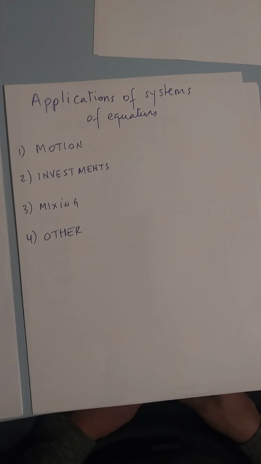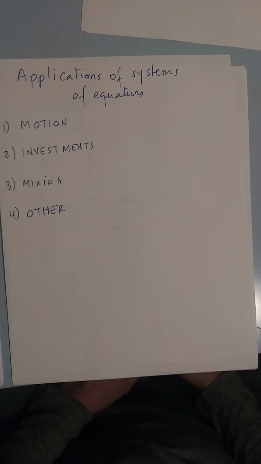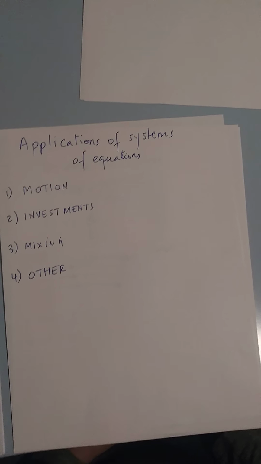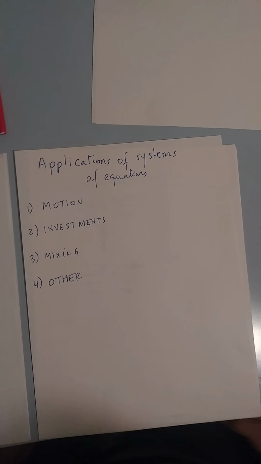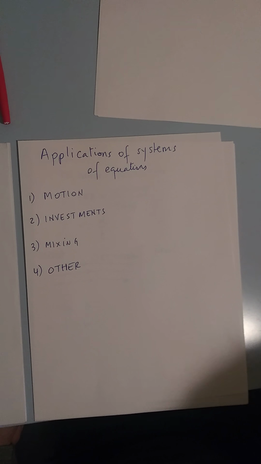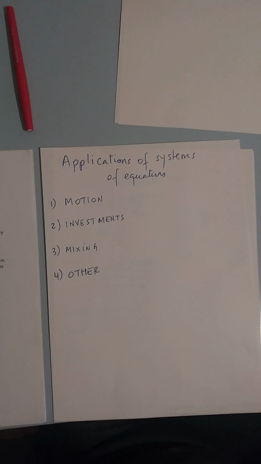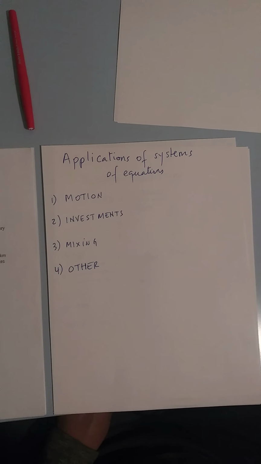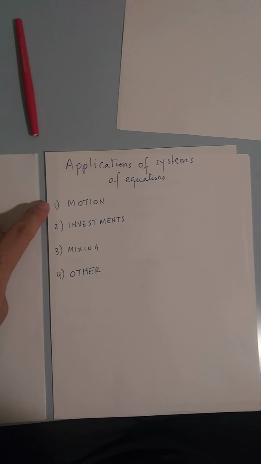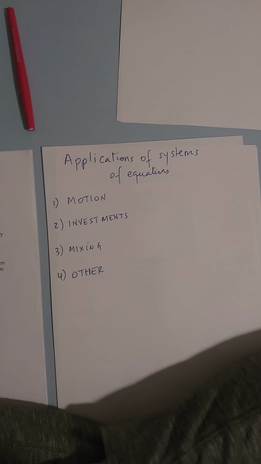We're going to discuss applications of systems of equations: 2 equations in 2 unknowns, or 3 equations in 3 unknowns, or any number of equations in the same number of unknowns. We're going to do some examples on motion. One of the applications of these is motion.